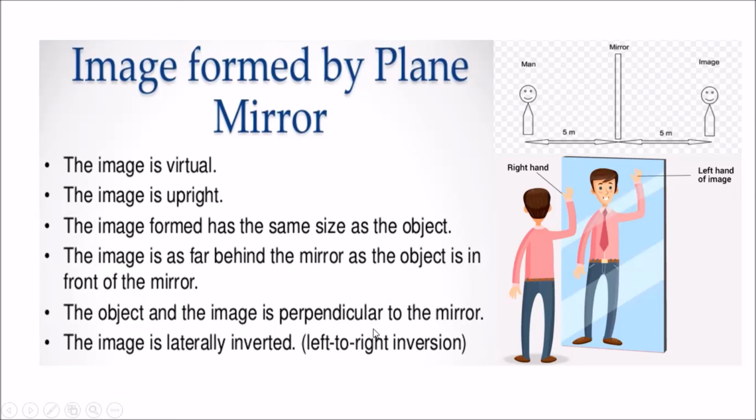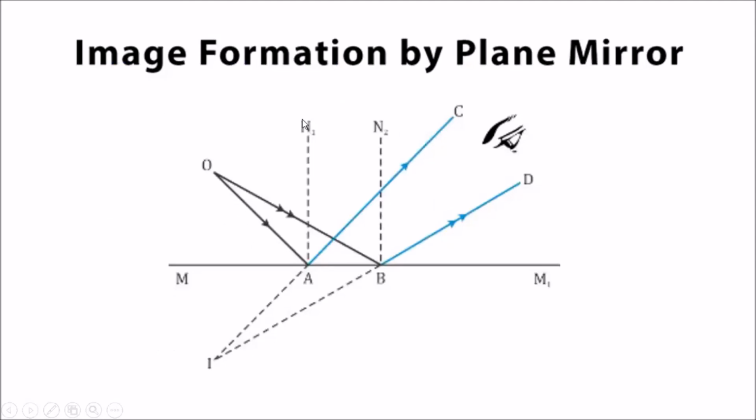The object and image are perpendicular to the mirror. You can see they are perpendicular to the mirror, and this is very interesting. The image is laterally inverted, which means the left of the object becomes the right of the image and vice versa. This is called lateral inversion. Now, to explain one of the properties of the image, that the object distance is equal to the image distance in the plane mirror, we have this ray diagram. Again, for this, the video has been uploaded. You can have a look at the i button.